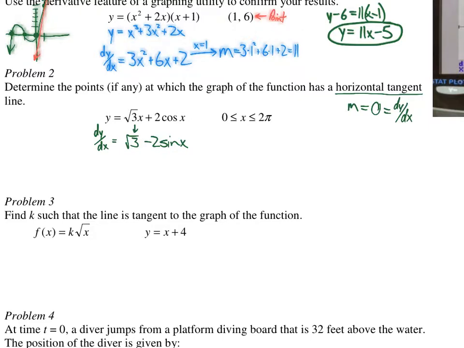So at this point, we set it equal to 0. I'll let you guys solve it. Take a minute here. Practice your trig and solve it. I'll solve it here where you can't see. Problem 2.